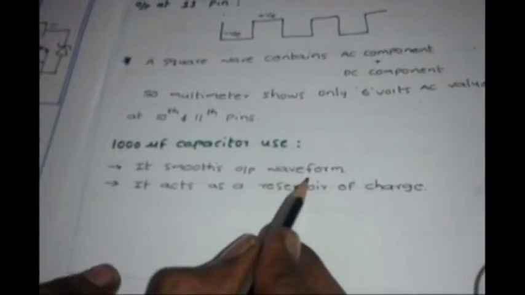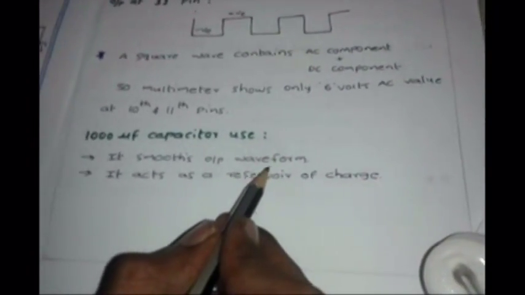What is the use of this capacitor C1? This C1 is nothing but a 1000 microfarad, 16 or 25 volt capacitor. You can use anything. This capacitor is used to smooth the output waveform, the square wave we are getting. It also acts as a reservoir of charge. I mean, if you remove the input supply from the battery, then the inverter can work for some fraction of seconds. I will show you in the experiment.